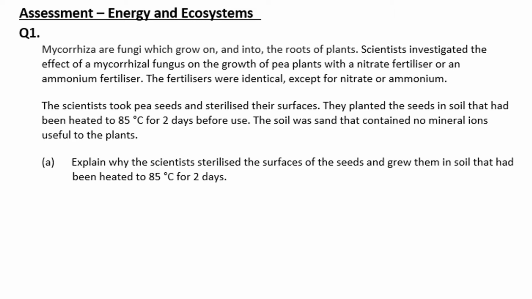So the scientists took the pea seeds and sterilized their surface. They planted the seeds into soil that had been heated to 85 degrees for 2 days before. The soil was sand that contained no other mineral ions useful to the plants. Okay, so they only contained either the nitrate fertilizer or the ammonium fertilizer. There were no other mineral ions in the soil that those pea seeds were grown in.